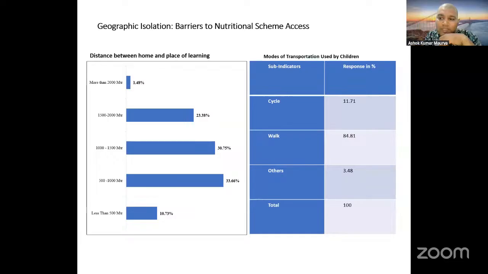So now, this distance and coming on a walk, and the weather is changing. As I told, summers and winters. So this commute becomes very difficult for children. They generally drop out. They do not like to come. They become ill. So this issue also impacts the scheme's implementation and its success.